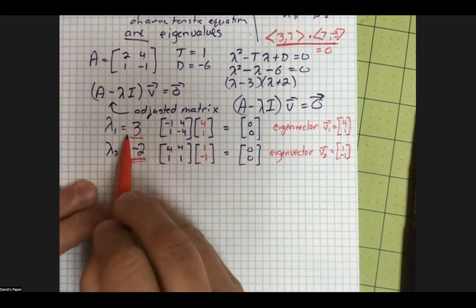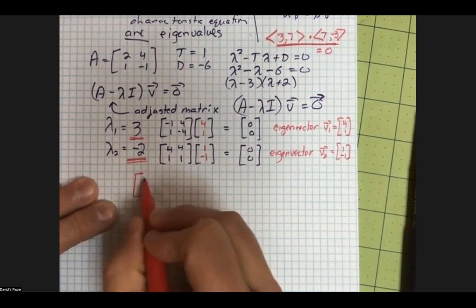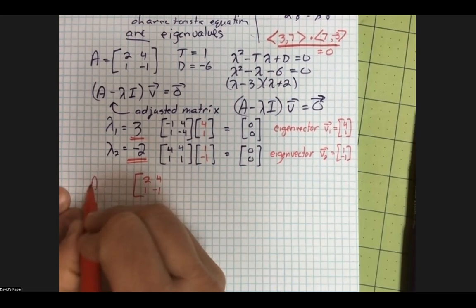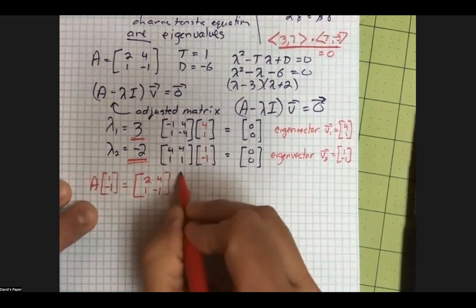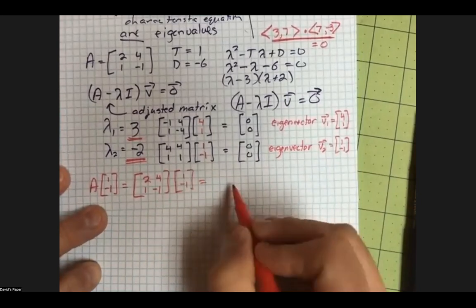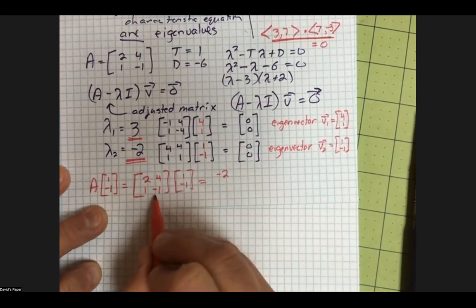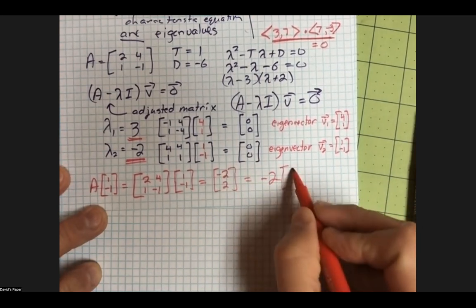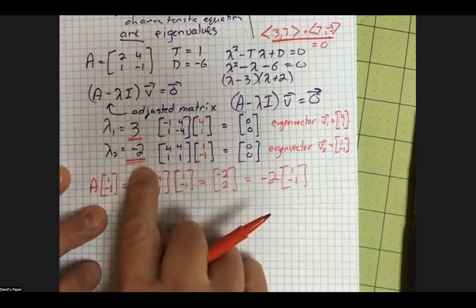This eigenvector 4, 1 belongs to the eigenvalue 3. Let's take the matrix 2, 4, 1, minus 1. That was the original A, right? And let's multiply it by 1, minus 1. So when I take 2, 4, 1, minus 1 and multiply by 1, minus 1, look what I get. 2 subtract 4 is negative 2, and 1 plus 1 is positive 2. What did I get? A scaled version of 1, minus 1. What's scaling? That's scaling the magic value.